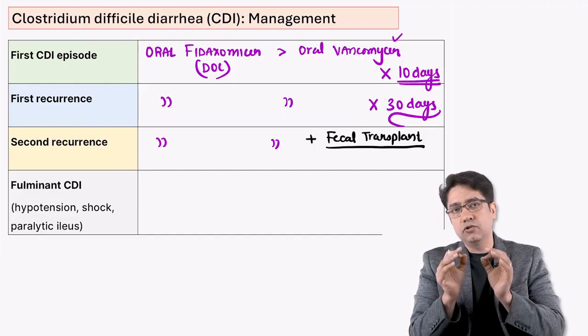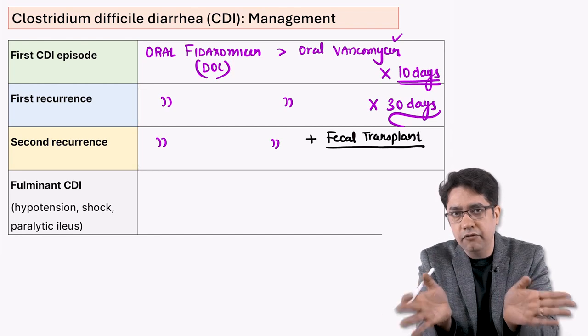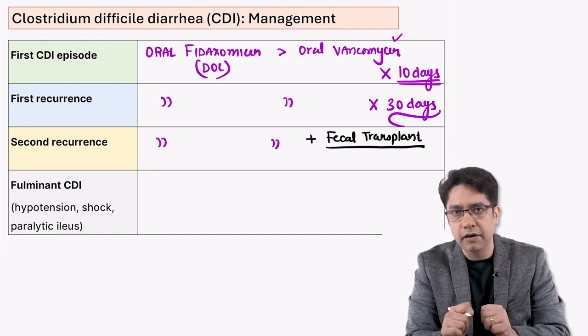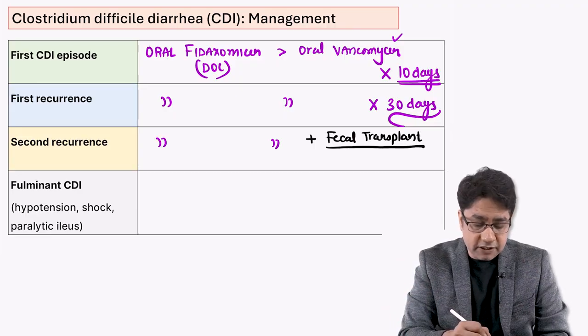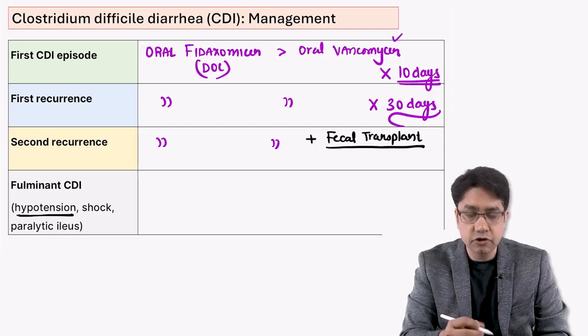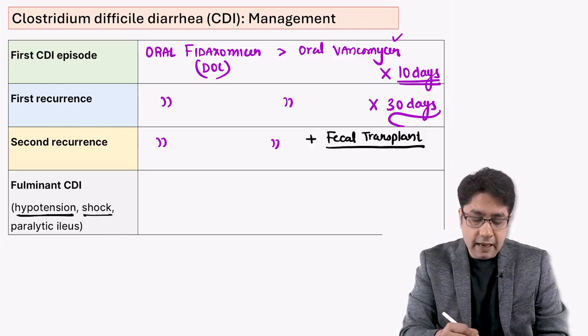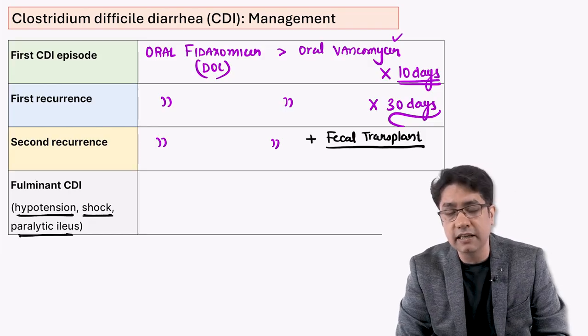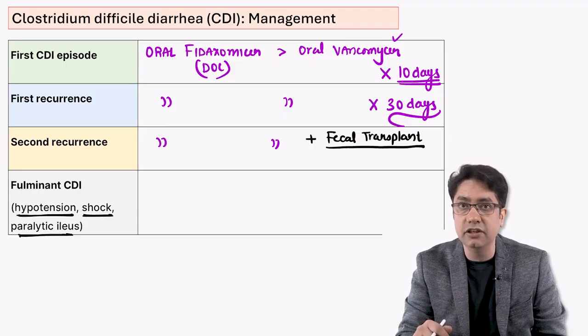Now imagine this pseudomembranous colitis, and this bacteria entered into the blood. From the colon it entered into the blood. Don't you think it will lead to sepsis? If there is sepsis, there will be septic shock. Shock means the patient will go into hypotension and the intestine is damaged. It can lead to paralytic ileus. So this is an emergency condition.